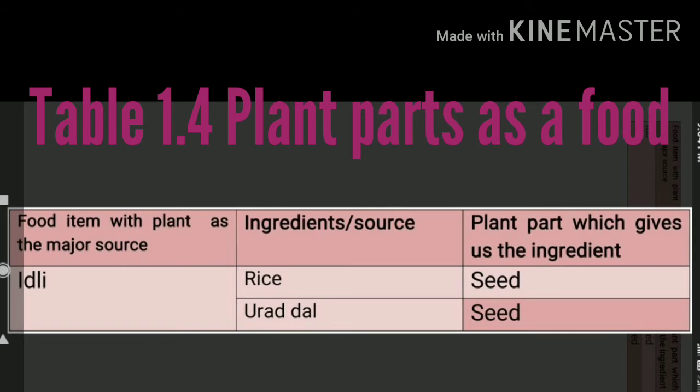Next ingredient to prepare idli is urad dal. Urad dal also we use as a seed, a plant part which gives us the ingredient. In this way, rice and urad dal, the seeds of the plant, are the parts which give us the ingredient.